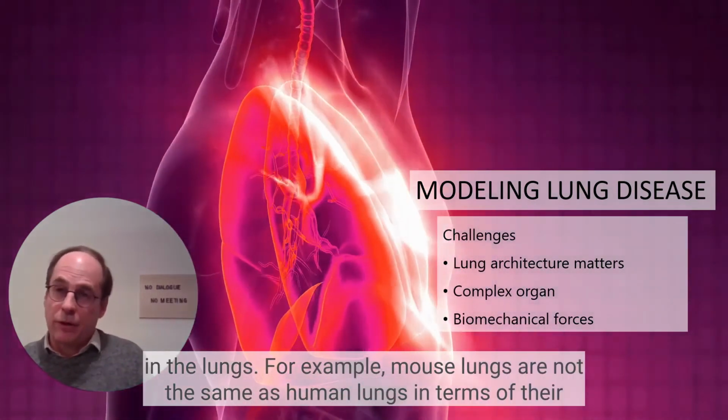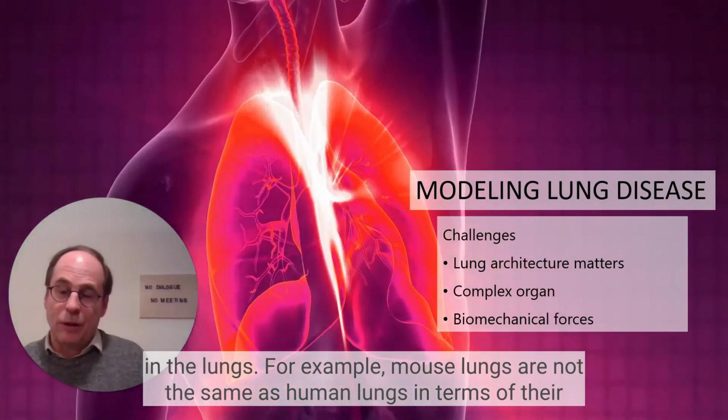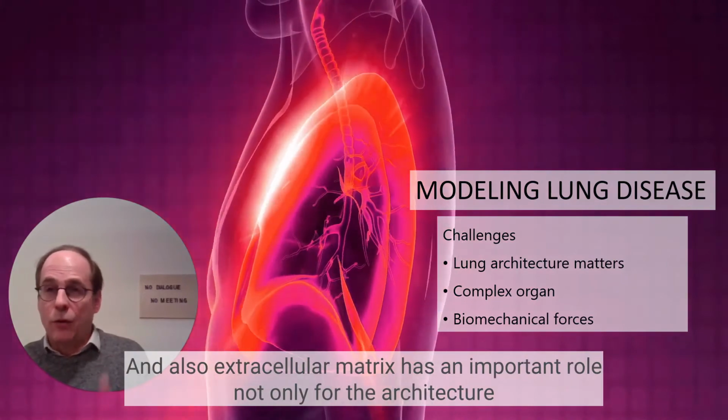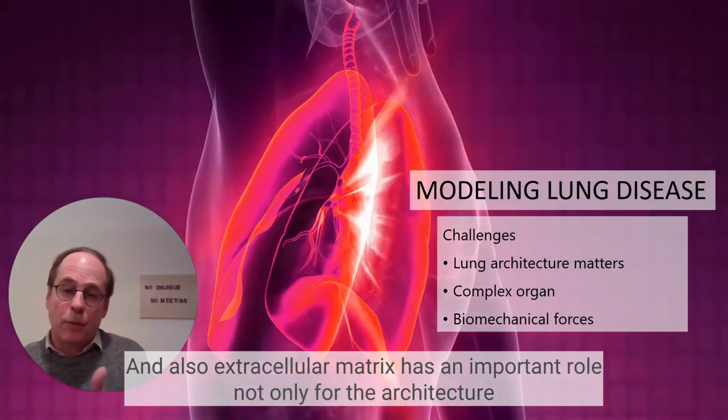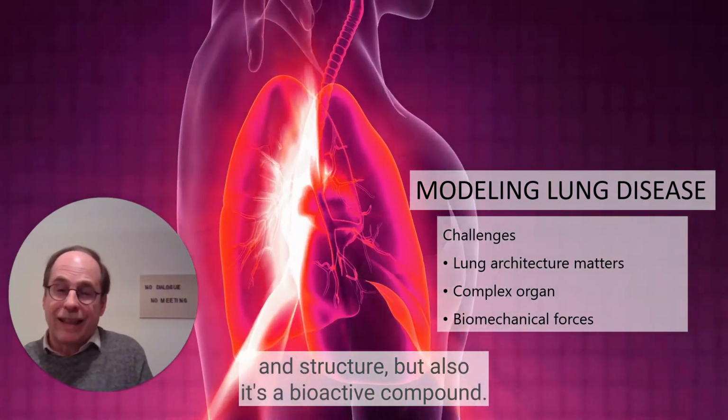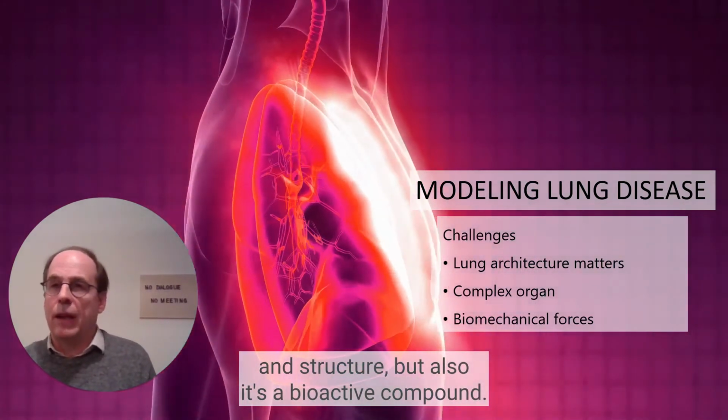For example, mouse lungs are not the same as human lungs in terms of their anatomy of the airways, the cells that are present. And also extracellular matrix has an important role, not only for the architecture and the structure, but also it's a bioactive compound.